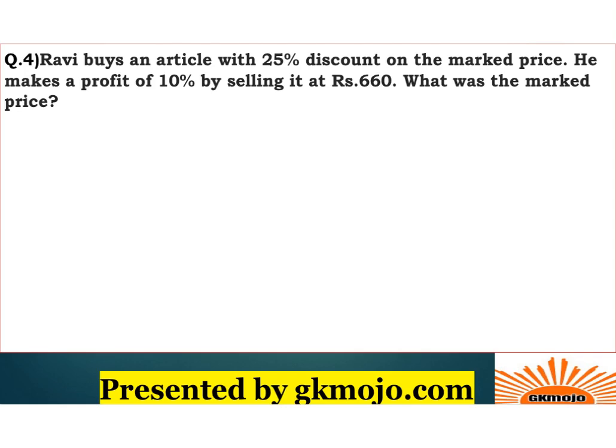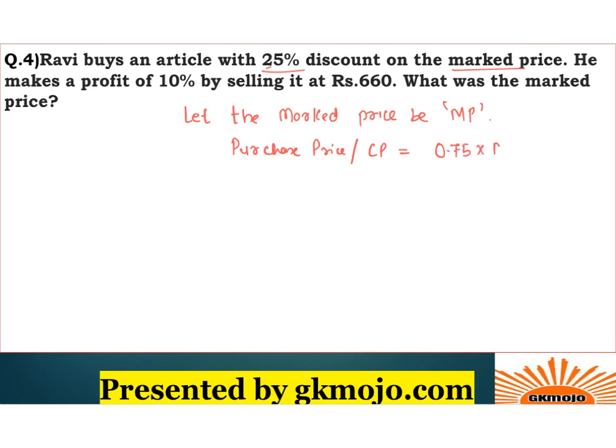Ravi buys an article with 25% discount on the mark price. He makes a profit of 10% by selling it at rupees 660. What was the mark price? Alright, so basically Ravi buys an article with 25% discount on the mark price. So let the marked price be MP. So basically what is the purchase price or cost price for Ravi? So purchase price or cost price for Ravi will be 0.75 into mark price, right? Because 25% is discount, correct?